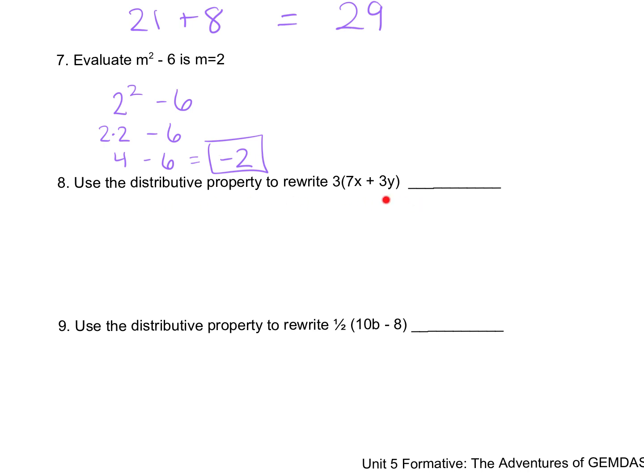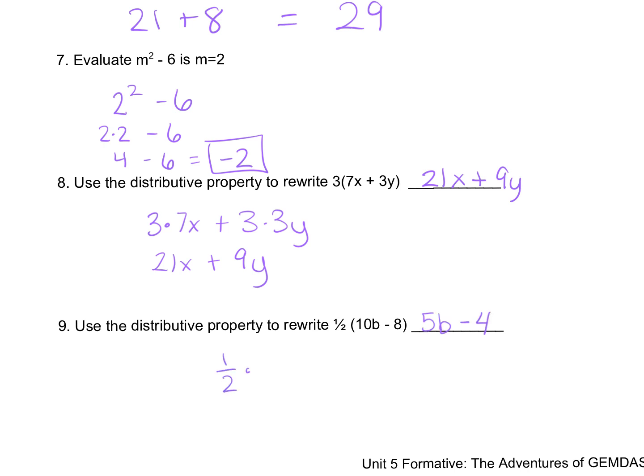Go ahead and do number 8. You should have gotten 21x plus 9y. You have to multiply the 3 times the 7x and the 3 times the 3y. Go ahead and do number 9. You should have gotten 5b minus 4. It would be 1/2 times 10b minus 1/2 times 8. Half of 10 is just 5, so that would be 5b, and half of 8 is 4.